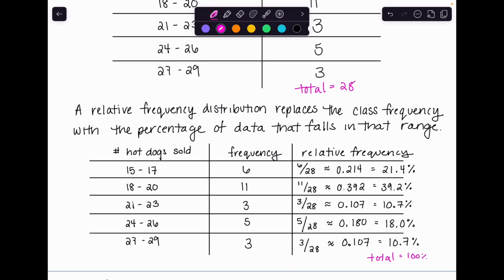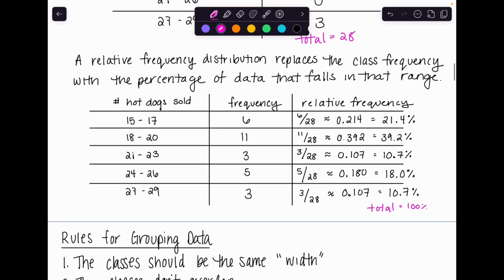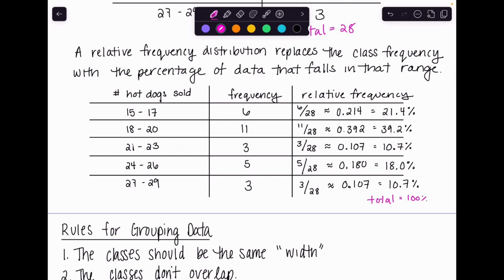So these are our 2 main types of distributions that we're going to be seeing and that we're going to create. A lot of times the groupings are already going to be done for you, so it will give you the categories or the ranges themselves. But I do still want to go over the rules we have for grouping this and then some of the key terminology for it.